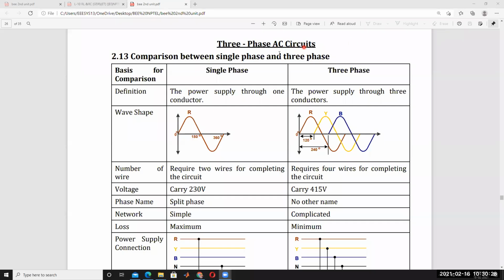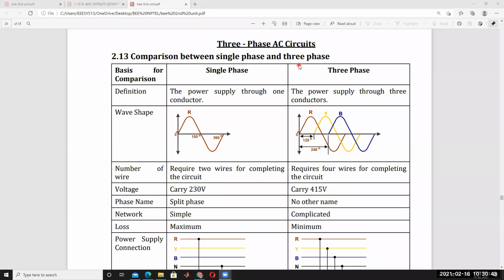Three-phase AC circuits. So, a comparison between a single-phase and a three-phase AC circuit. In single phase, there is only one phase. In three phase, there are three different types of phases you have to take.